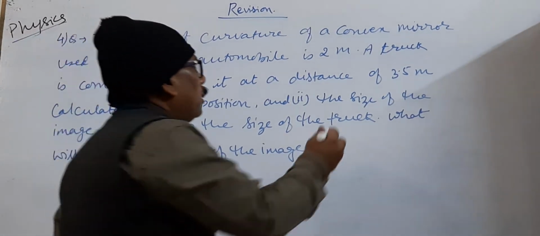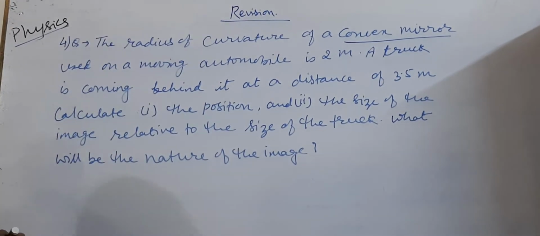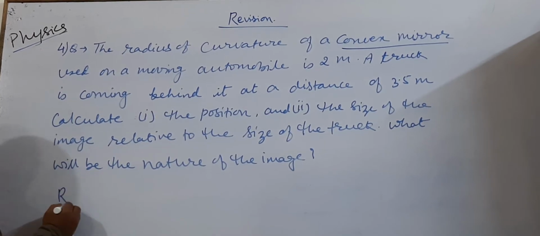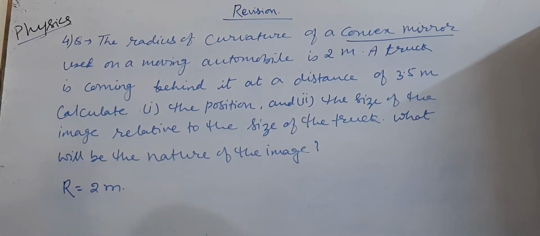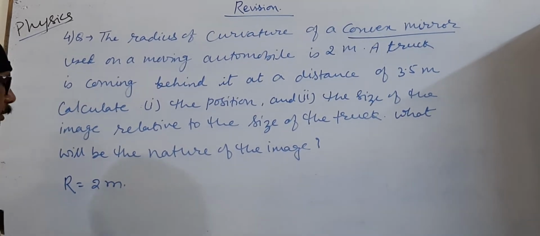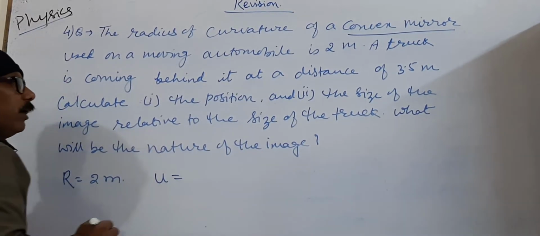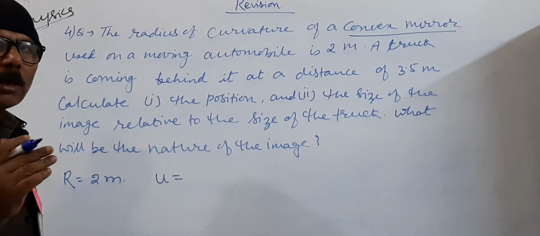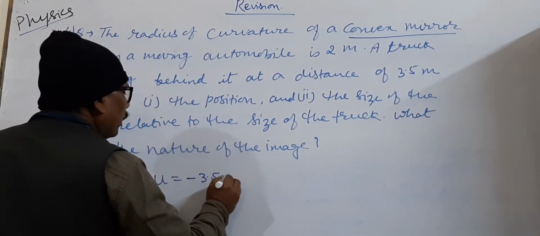Now see here, type of mirror is given, convex mirror. The radius of curvature R is given here, 2 meters. And a truck is coming behind it at a distance of 3.5 meters, means U is given 3.5 meters. In case of object distance, whether it is concave mirror or convex mirror, it will always be negative. So minus 3.5 meters.